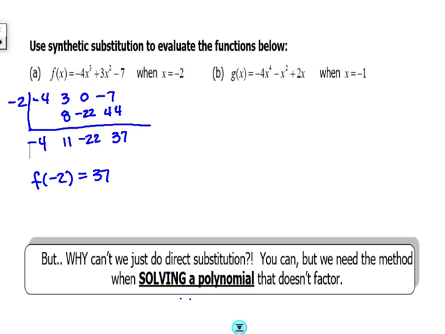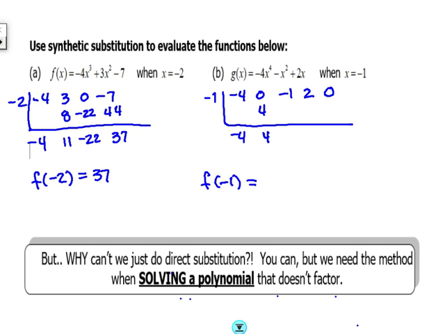Alright, let's set up part B. So we're going to put negative 1 on the outside because we're asked to evaluate f of negative 1. It's in standard form, but I'm missing some values. So I've got negative 4. There's no cube term, so I'm going to put a 0. I've got negative 1. I've got a 2, and I don't have a constant term. So I still have to put a 0 placeholder in for that constant term. Drop the first term, multiply, add, and repeat. Multiply, add, multiply, add, multiply, and then finally add. So f of negative 1 is equal to negative 7.